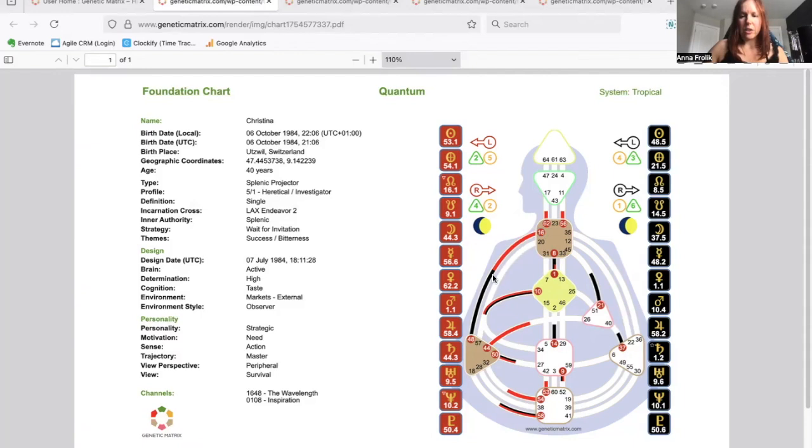Then this channel that you have here, so we have the spleen here, the 48, and then we have the 16 in your throat. The 48 is really the gate of depth. It's a really fascinating one to look into, in the Gene Keys as well. I have this one as well in my activation sequence. You actually have it in your conscious sun, so this is going to be an important one for you. And this is, well, some people say this is the most feminine of all the gates, or in the Gene Keys, the most feminine of all the Gene Keys.